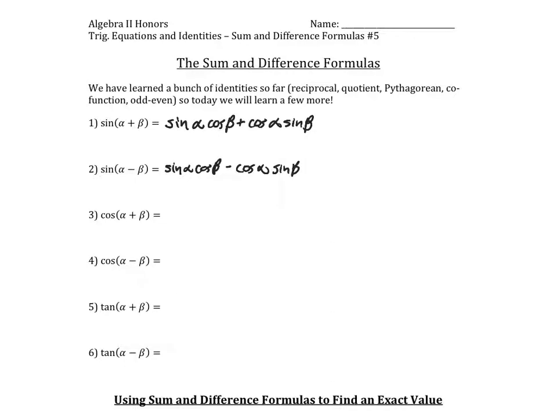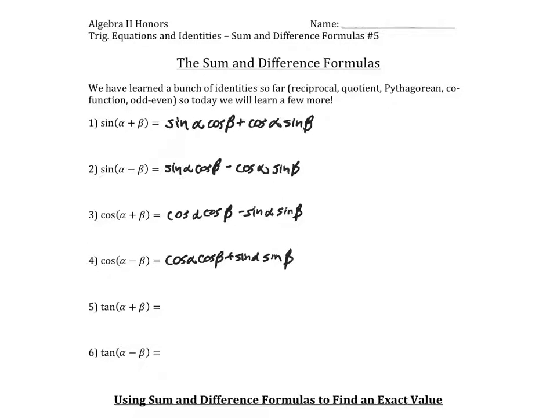Again, alpha and beta just represent two different angles. Cosine of alpha plus beta would be cosine of alpha times cosine of beta, minus sine alpha sine beta. Cosine of alpha minus beta would be cosine alpha cosine beta plus sine alpha sine beta. So for the cosines, the sign in the middle is opposite of what is inside the parentheses on the left, whereas the sine function agrees. So just notice the difference in there. It's good just to be familiar with them.